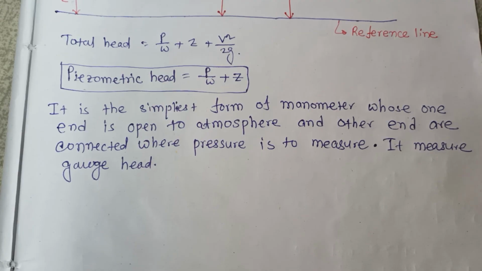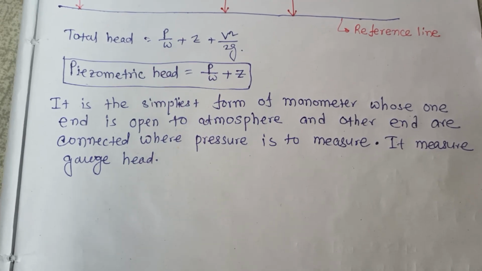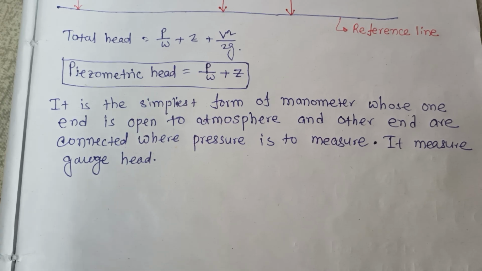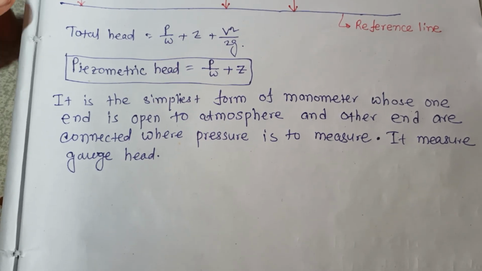But here the disadvantages are that it cannot measure the gaseous pressure, and it cannot measure the pressure which is less than atmospheric pressure. It is also difficult to measure the high pressure of low density fluid due to large liquid column deflection. So these are the advantages and disadvantages of the piezometer.